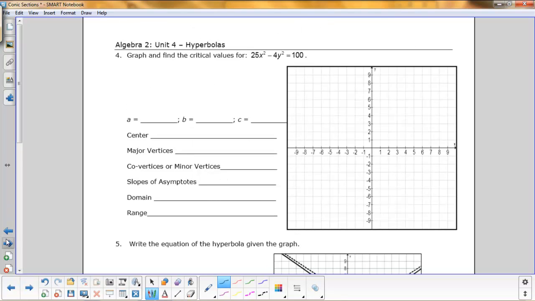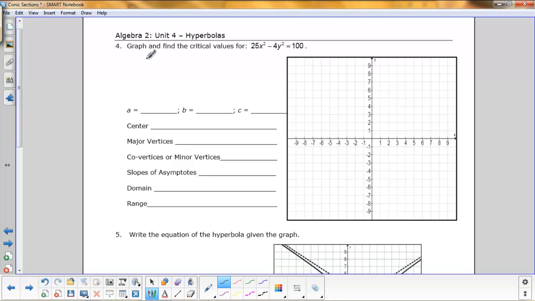Question number 4. In order to keep the notes shorter, let's go ahead and have you fill out question number 4 on your own. Bring that back to class, and we'll discuss your answers in your groups, making sure that you guys all have the same responses.